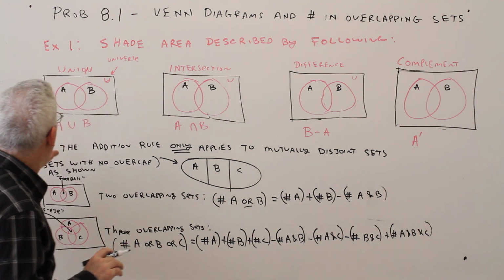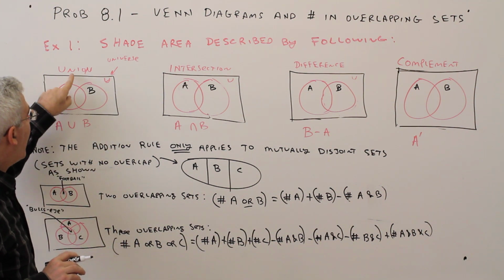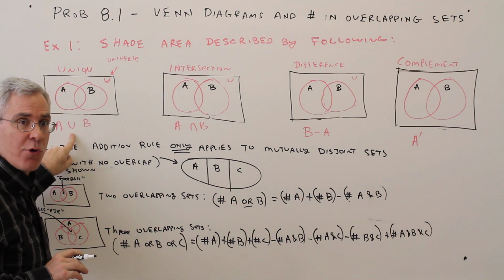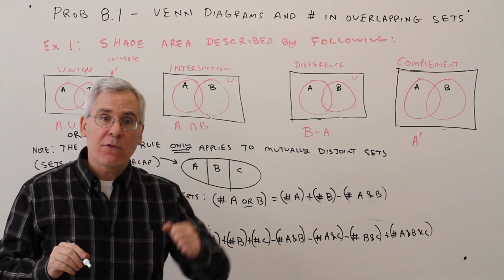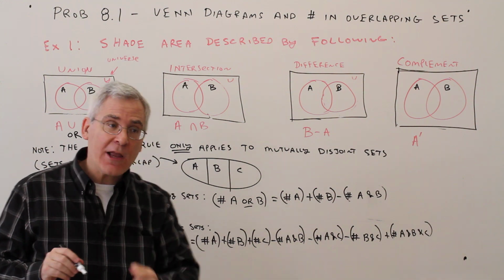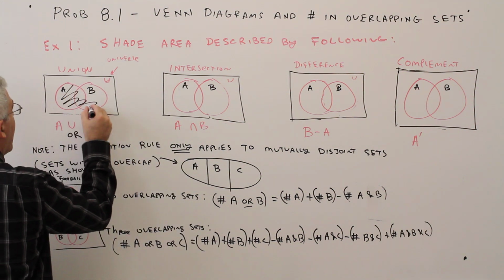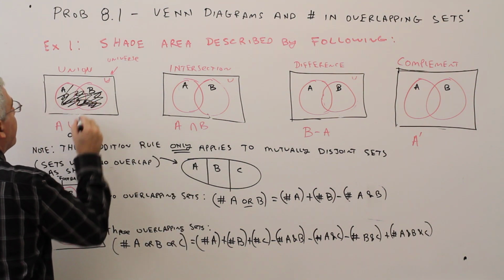like that. All right, so over here, I've got union, A union B. That union means the word or. So I could be in set A, or I could be in set B. So that shading would look like that.